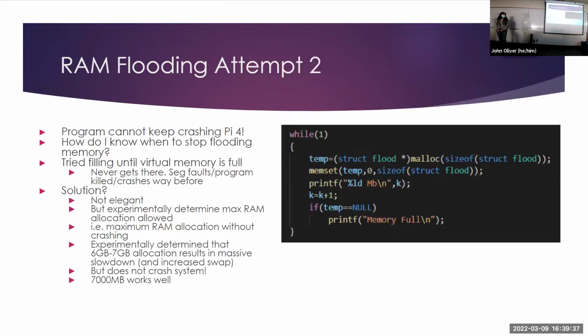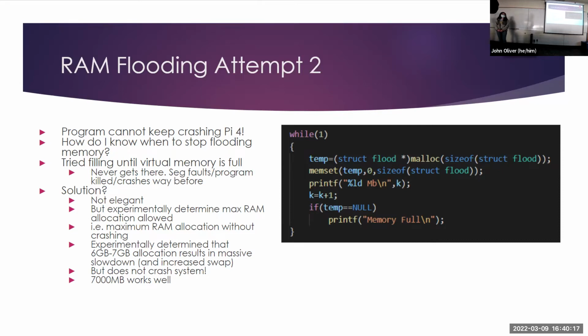Okay, so attempt 2. I cannot keep crashing my Raspberry Pi 4. This is not a good idea. I need to know when to stop allocating RAM. My first idea was, what if I just stop when the virtual memory is full? Well, that's a terrible idea because what happens is you just get a seg fault. If you do it this way, you'll never fill virtual memory without the OS screaming at you. That's based on my findings. I have not found a way. And so that doesn't work.